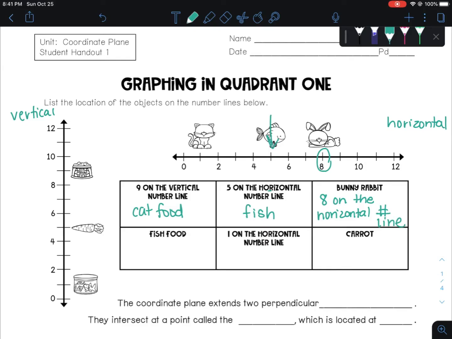number line. Fish food is on the vertical number line all the way down between 0 and 2, which is going to be 1. So 1 on the vertical number line. 1 on the horizontal number line between 0 and 2 is 1. That's the cat. And lastly, the carrot is over here between the 4 and the 6. So that would be 5 on the vertical number line.